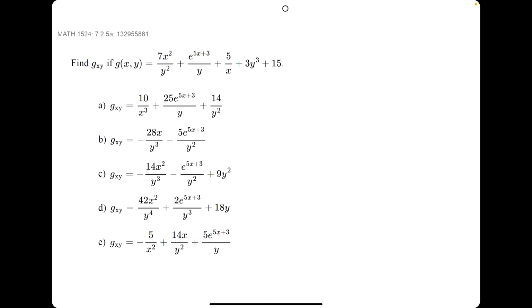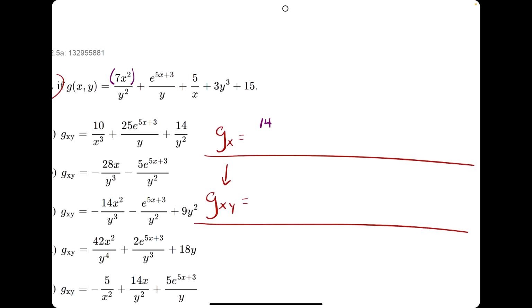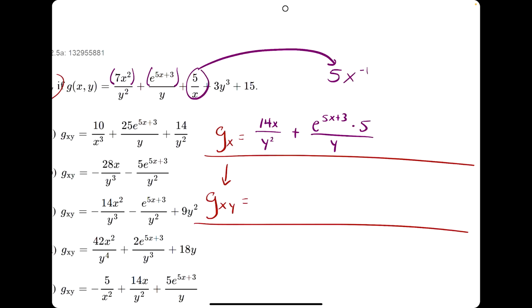In this problem, they say find gxy. So we'll find gx first, then find the derivative of that with respect to y. So 7x squared goes to 14x. Y squared is a constant, so we leave it on the bottom. The derivative of e to the something is e to the something, but then we multiply by the derivative of the inside, which is 5. Likewise, we leave all of that over y. 5 over x is 5x to the negative 1, which has negative 5x to the negative 2 as its derivative. If we rewrite that, we have negative 5 over x squared.